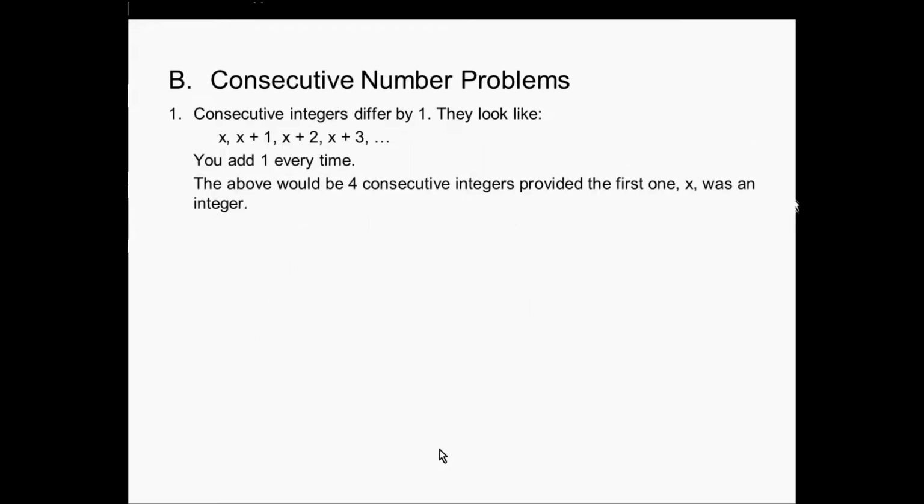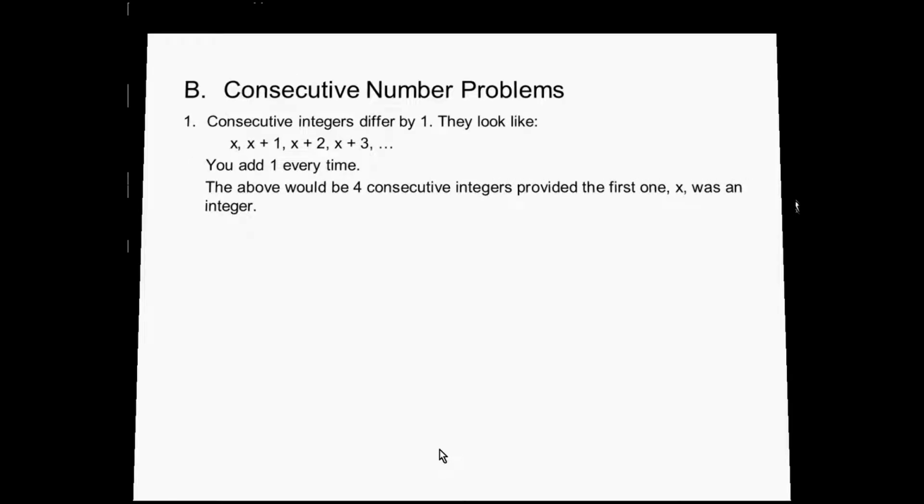So, number 1, consecutive integers differ by 1. They look like this: x plus 1, x plus 2, x plus 3, and so on. You add 1 every time. So the above would be 4 consecutive integers, provided the first one, x, was an integer. If the first one is not an integer, none of the others are either.